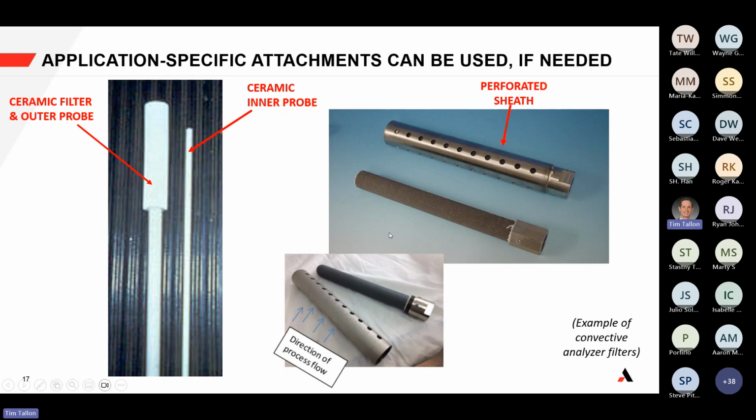Okay, so just going back to this example, these are some application-specific attachments that could be used. In this case, if you had some type of abrasive material or really sandy type material in high particulate, you could actually prevent it from plugging by having the perforations on the back and on the front, so that anything that would hit the analyzer would hit the filter and would not directly affect and plug up on that side. Okay, so that's just another example from the convective analyzer type.